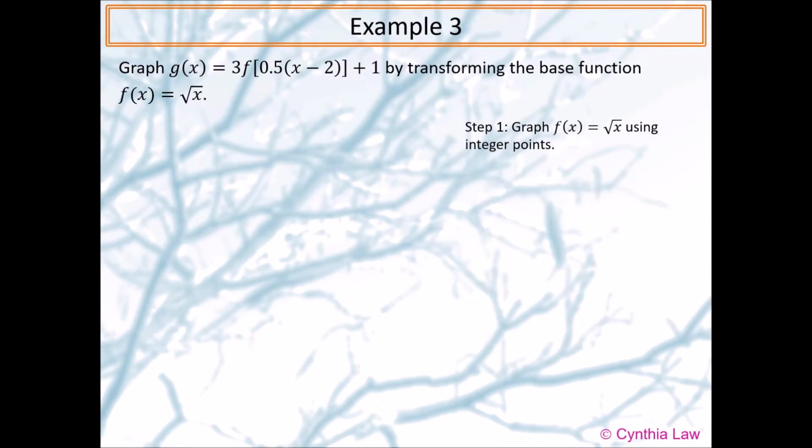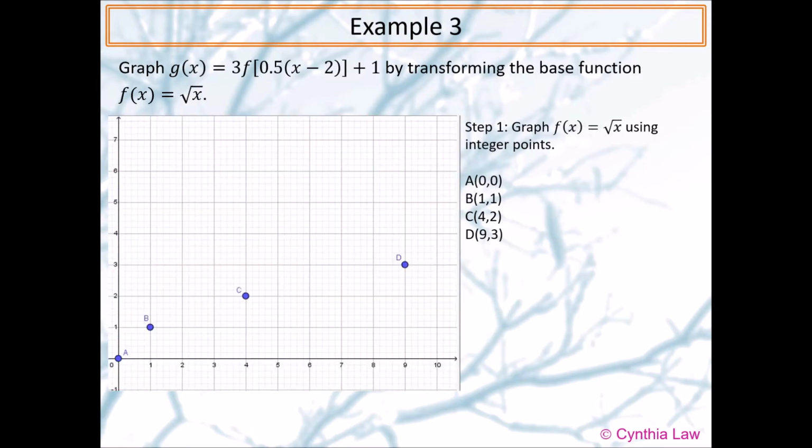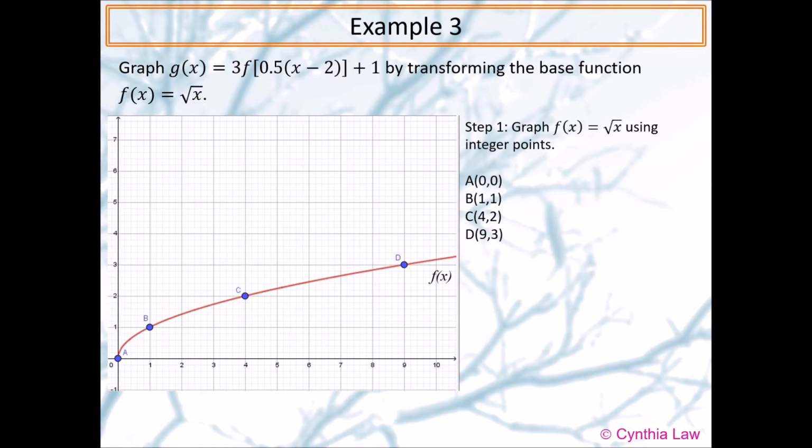So step 1. I try to use the points (0, 0), (1, 1), (4, 2), and (9, 3), because they are integer points. Okay, all the coordinates are integers. And then I plot the points, and then I join them with a smooth curve. And don't forget to label f of x.